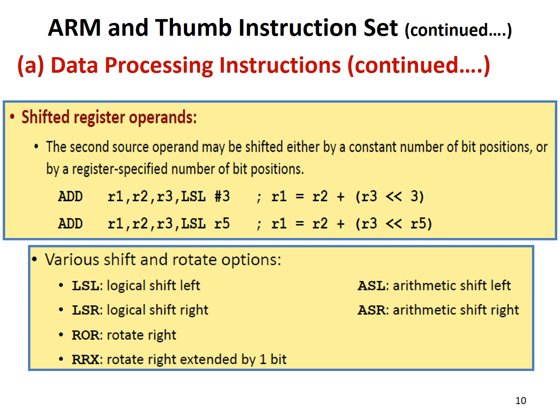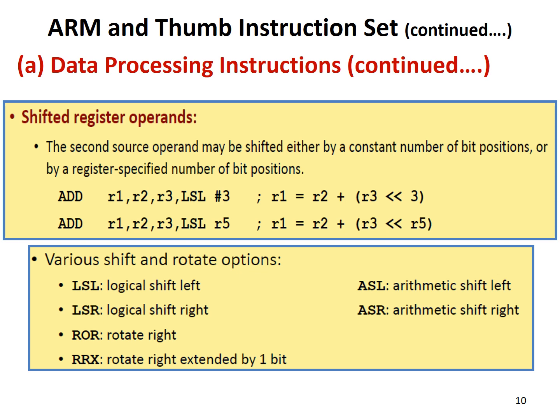The next one is shifted register operands. The second source operand may be shifted either by a constant number of bit positions or by a register specified number of bit positions. In this example they have given LSL. First we will see what LSL is. LSL is logical shift left, then logical shift right, then rotate right extended by 1 bit, then arithmetic shift left, arithmetic shift right.